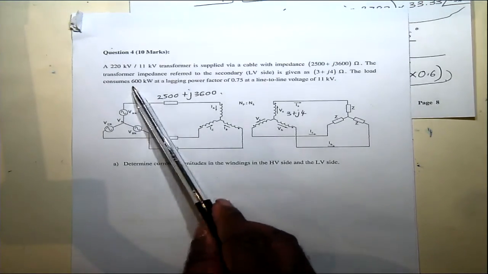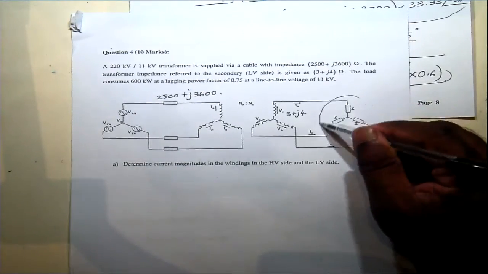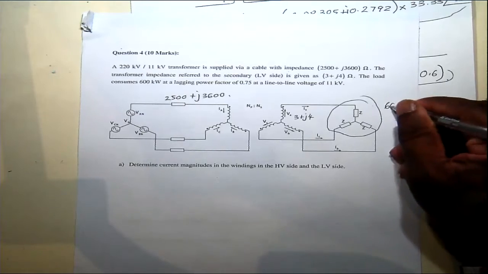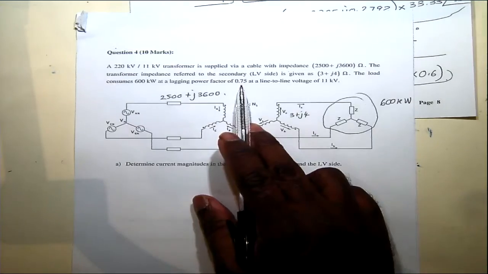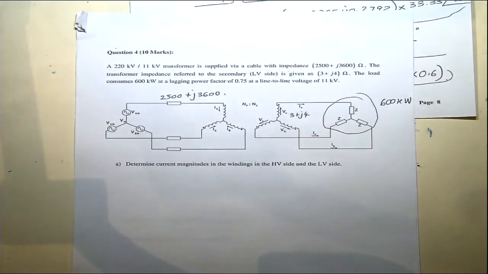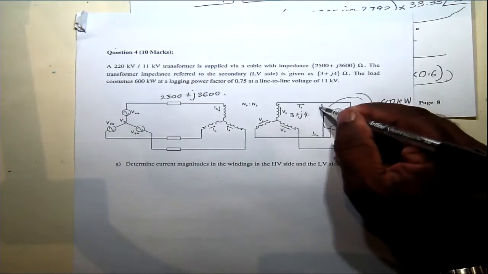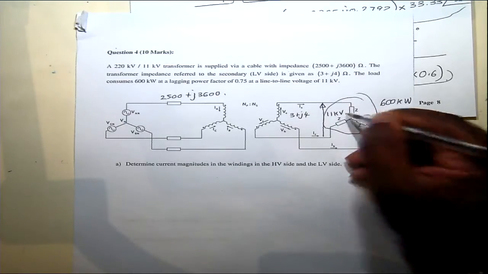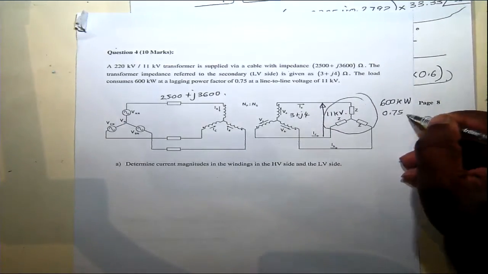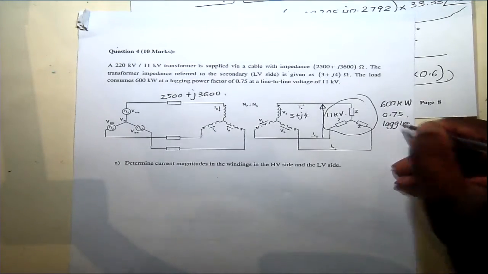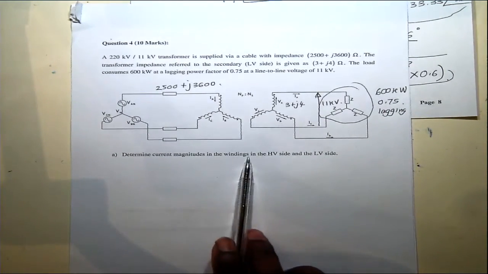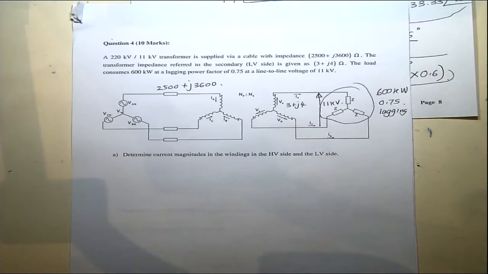The load consumes 600 kilowatt at a lagging power factor of 0.75, and the line-to-line voltage is 11 kilovolts. That's here, it's 11 kilovolts and has a 0.75 lagging power factor. Determine the current magnitudes in the windings on the high voltage side and the low voltage side.